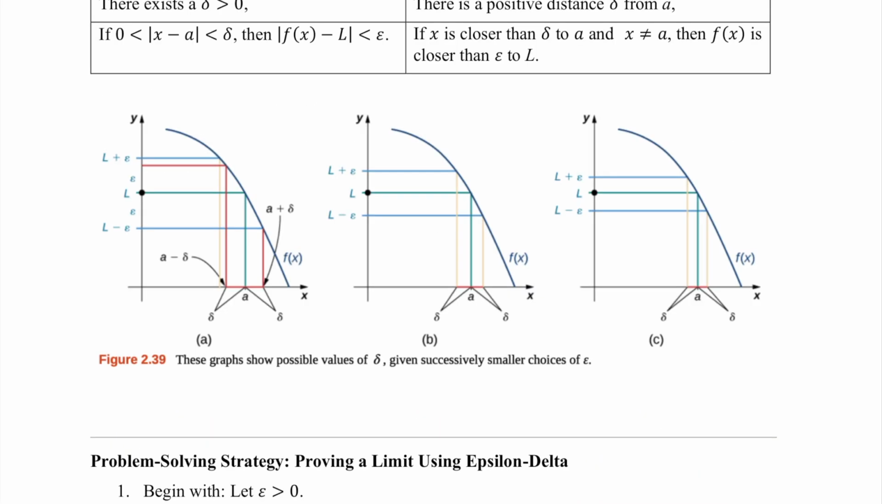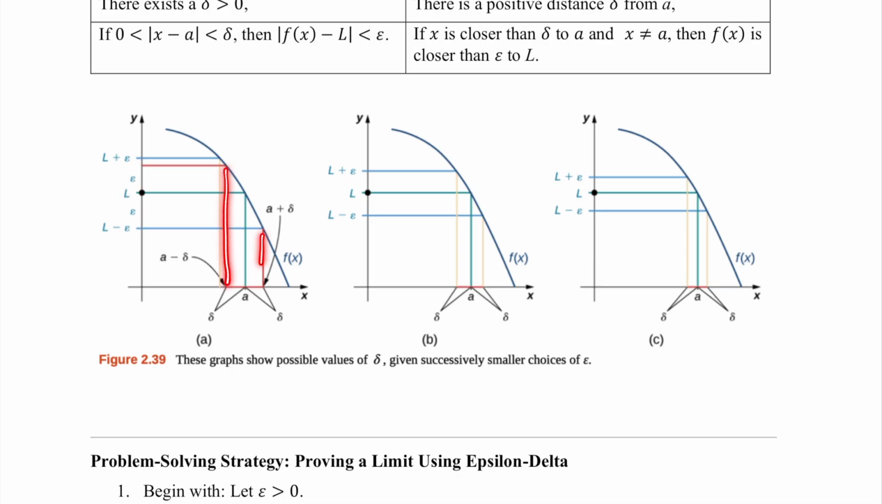Now, let's look at the picture. This is where everything comes together. These two blue horizontal lines form the epsilon band. This band shows how close we want f of x to be to L. Everything within this band is acceptable. Everything outside is not. Epsilon controls vertical error.